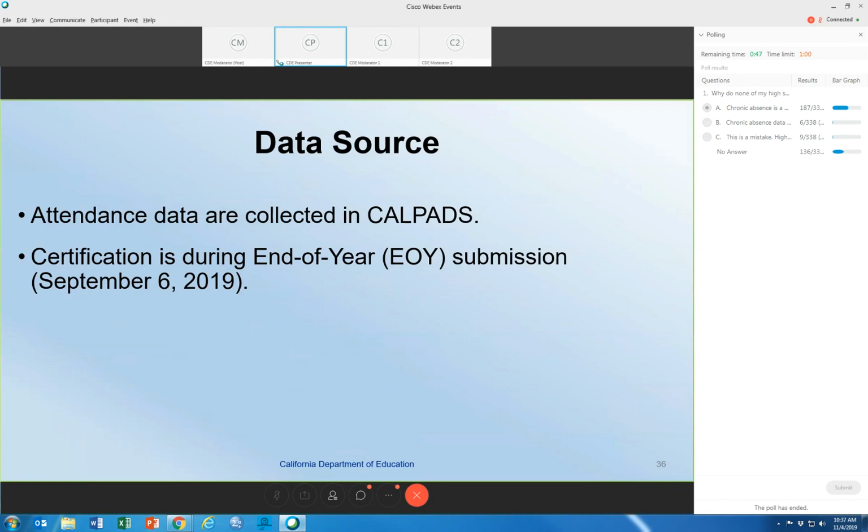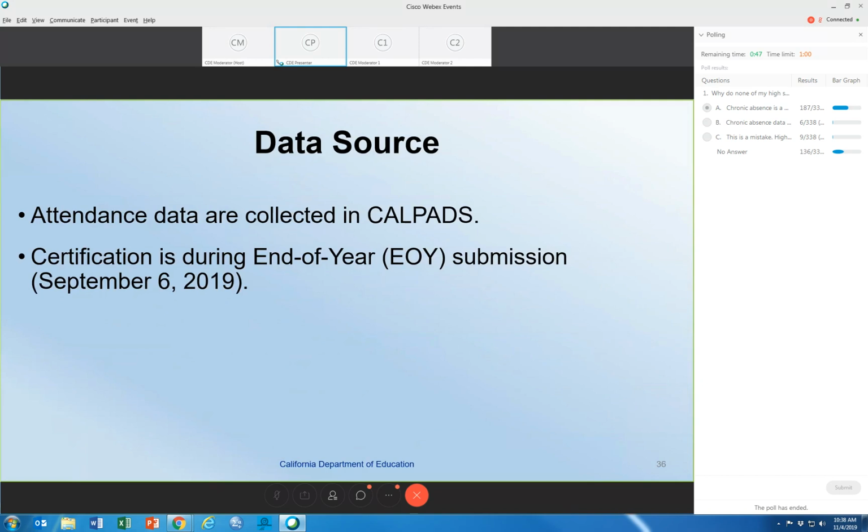So the chronic absenteeism data is coming from the attendance data, which is collected in CALPADS. After that, we do our own aggregation of that data to go into the dashboard. It is certified data that happens during the end of year submission. This year it was closed September 6th, but traditionally it closes at the end of August. Those dates are all posted on the CALPADS website.